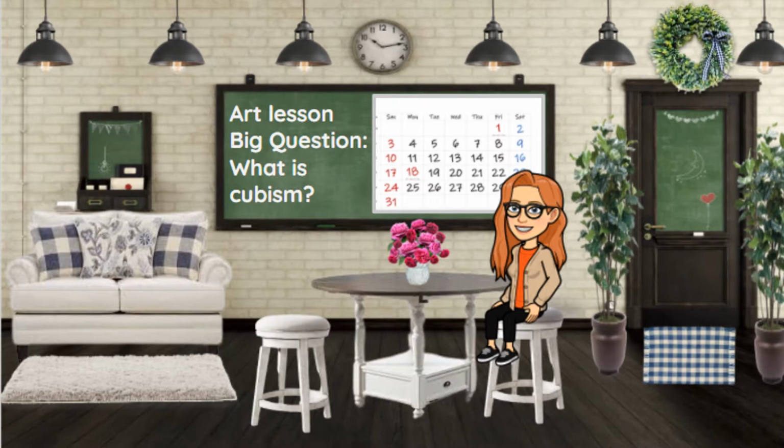Before we begin, let's think about our big question today. Now in art, there is a type of art called cubism. Have a think and see if you know or can explain what cubism art is. You can pause the video and talk or think about it, and then start the video when you are ready for the answer.